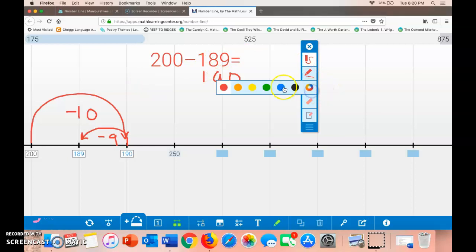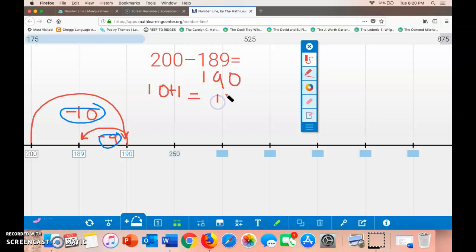A student now may see that 10 minus 1 and be able to think of it as a sense of addition. Because we had a jump of 10 here and bounced back just 1 here, they would be able to add 10 plus 1, which would give them the correct solution of 11.